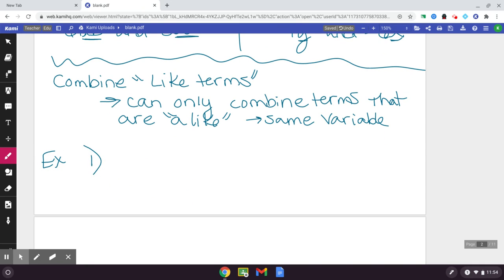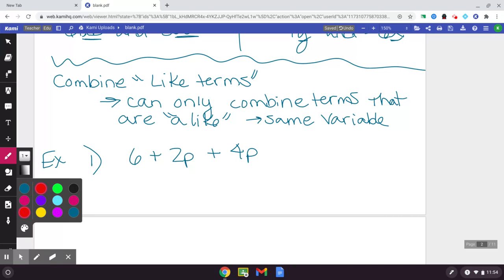Okay, if we had the expression 6 plus 2p plus 4p. Okay, so I want to pull out my like terms. So remember, they have to have the same variable. So right here, I have the term 2p. Right here, I have 4p. They both have a variable of p, so they are like terms. Now I'm going to combine them. Think about what combine means. Put them together. So we're going to add them together.